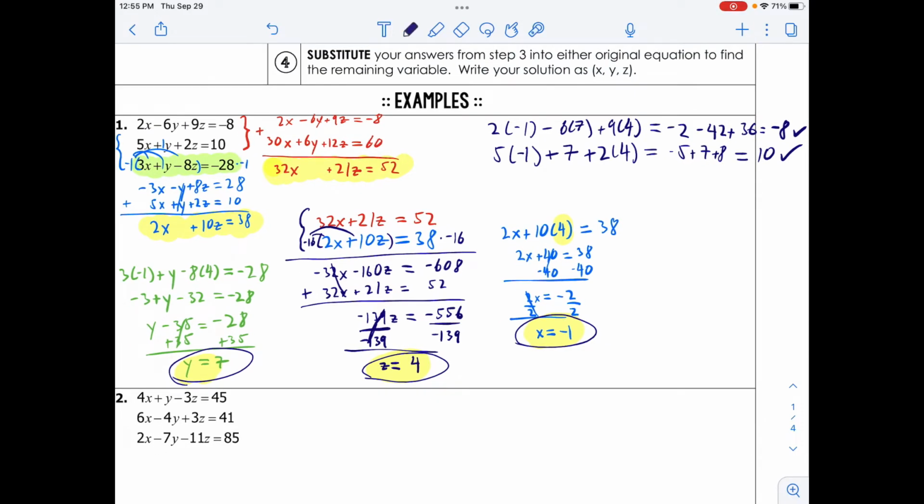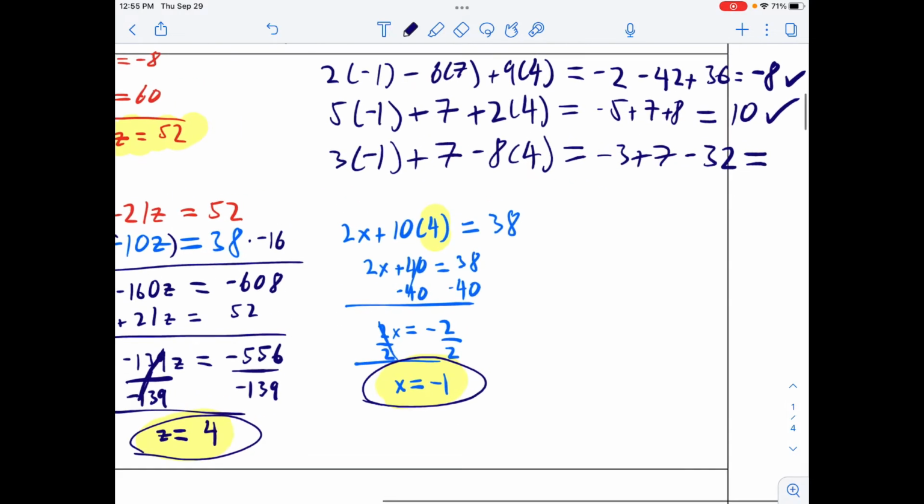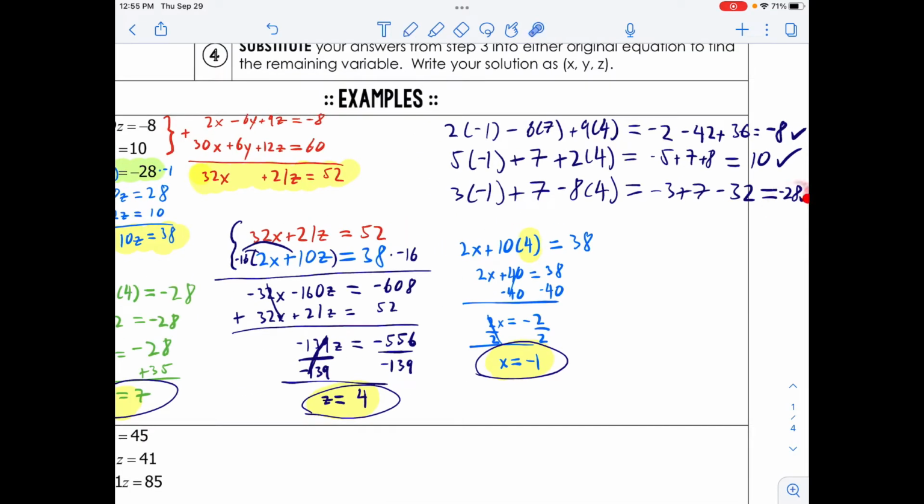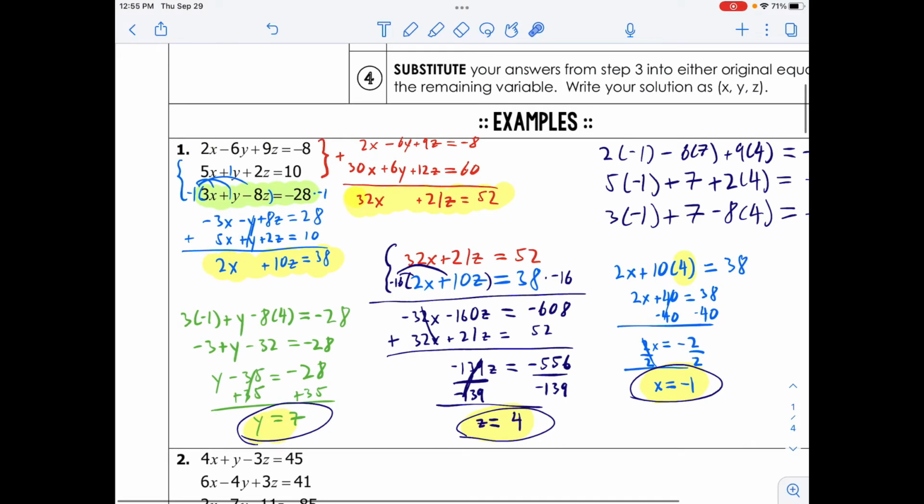Good job. And then let's plug in for this third equation, okay? So we have 3x, so 3 times -1 plus my y, which is 7, minus 8 times my z, which is 4, right? That equals -3 plus 7 minus 32. All right, and that is -28. Good job, -28. And that checks out with what we have over here, okay?